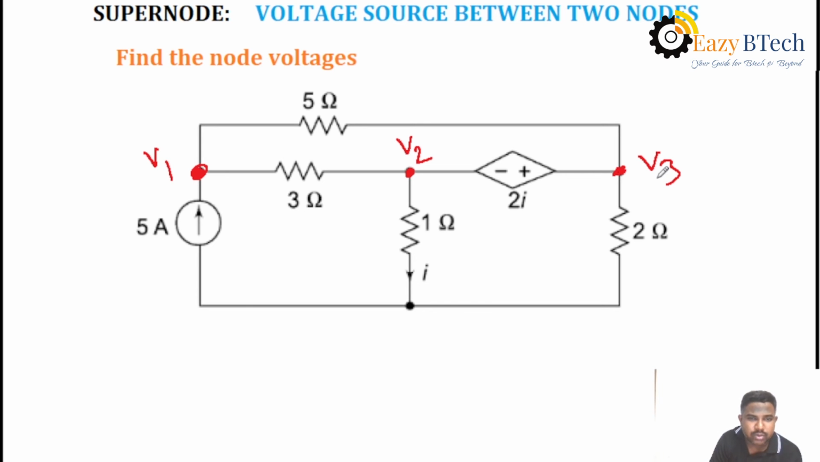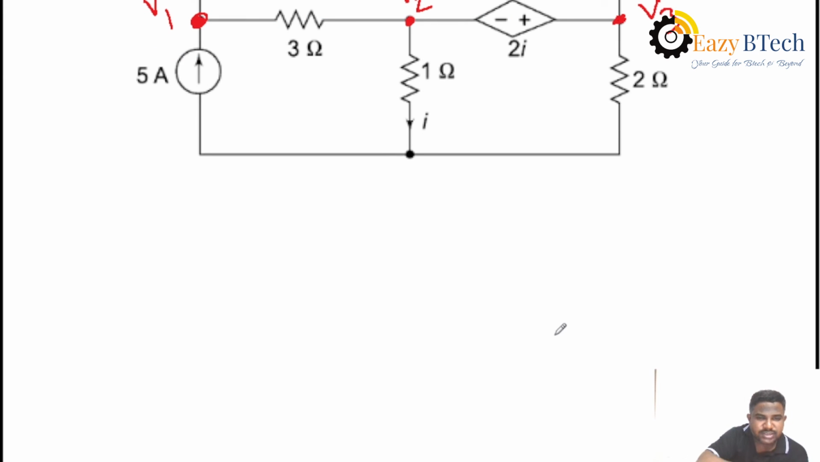Then simplify the equations, then find the nodal voltages. Remember, it is a supernode. That's why at a time you have to write the nodal equations by combining the node 2 and node 3 equations. Okay, then I'm showing you how to write the equations. Okay, for example, what is the first step?